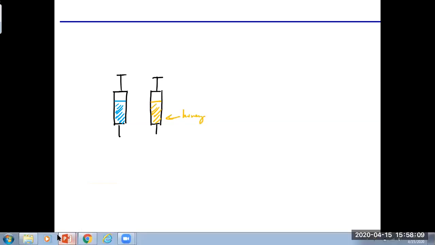If you have two syringes of similar size, one of the syringes is filled with just water, let's say 50 cc. The other one, let's say you filled it up with honey, 50 cc. So this is honey, this is water.